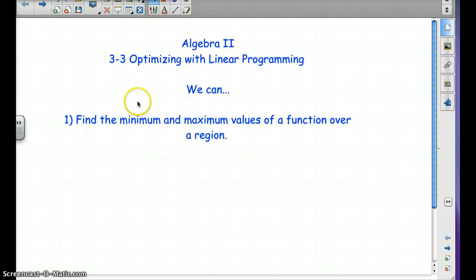Hello, Algebra 2 students. We're starting section 3.3, Optimizing with Linear Programming. In this video, we can find the maximum and minimum values of a function over a region. So this is a pretty intense lesson. You might have to pause it a few times, rewind, or take a water break every now and then, but yeah, there's a lot of information here.